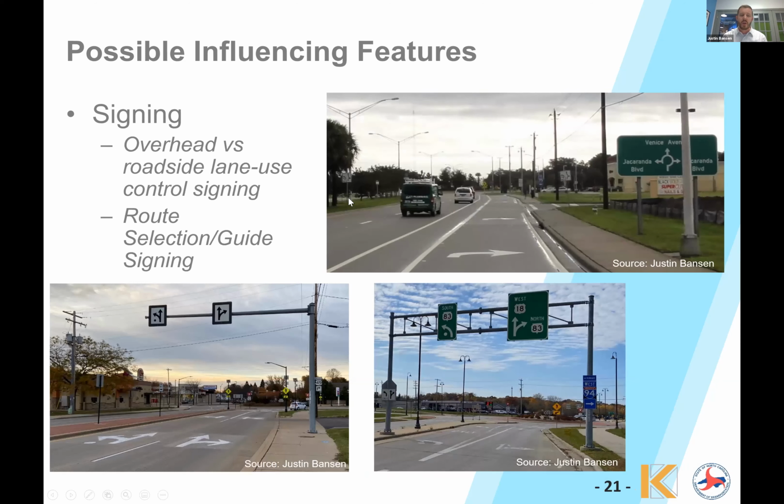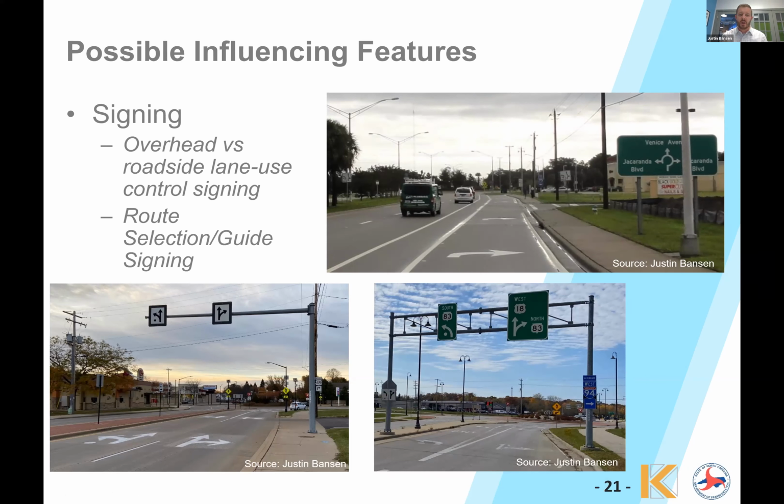Signing's another big area where there's a lot of variation throughout the US. You've got variations in lane use control signing, with some side-mounted signing, some overhead. We're seeing examples of successful safety performance, and we're seeing examples of crash problems with either case. So it's not necessarily one is automatically better than the other. It's kind of the whole package coming together.